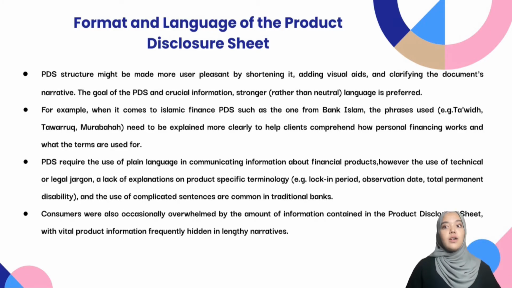Although disclosure requirements require the use of plain language in communicating information about financial products, the use of technical or legal jargon, a lack of explanation of product-specific terminology, for example lock-in period, observation date, total permanent disability, and the use of complicated sentences are common in traditional banks. Consumers were also occasionally overwhelmed by the amount of information contained in the product disclosure sheet, with vital product information frequently hidden in lengthy narrative.